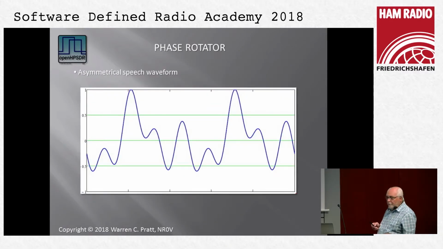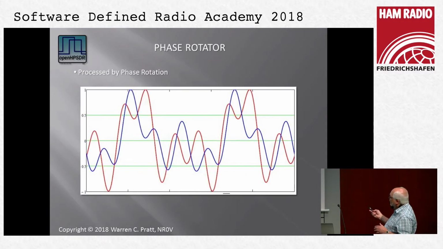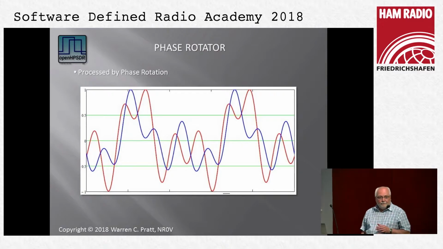Here's an asymmetrical speech waveform. This is a fairly typical thing that you'll find. And while the average value of this waveform is 0, we see the positive peaks going to 1, while the negative peaks are only going down to about minus 0.5. Now, if we run this through a phase rotator, we can get this.